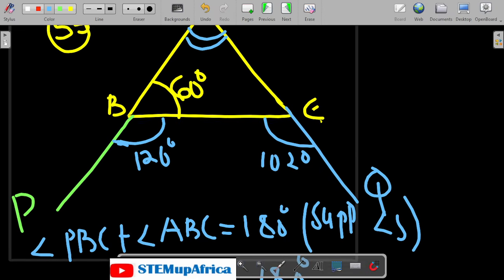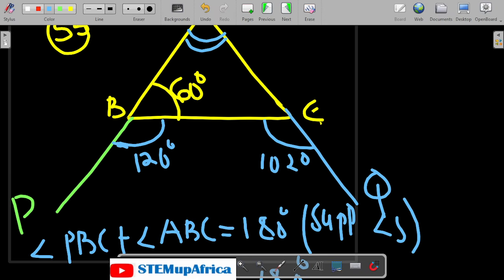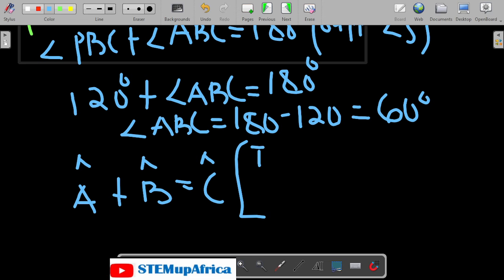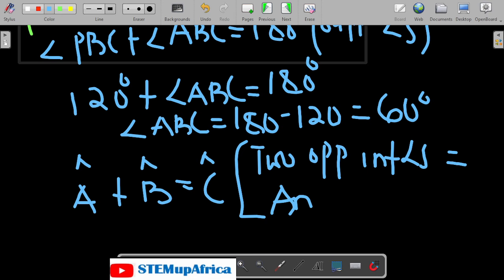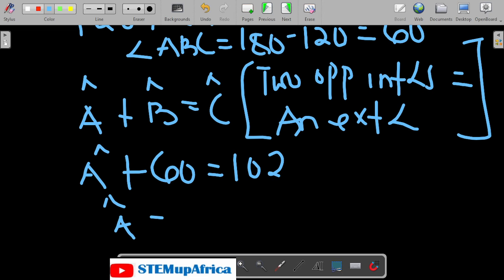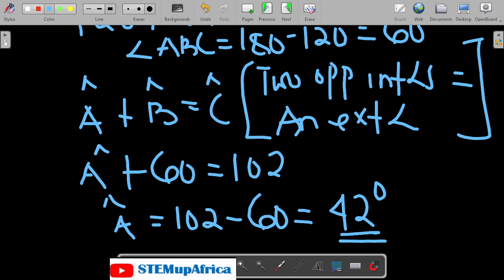So if that point is 60, how do I find A? I can use angle A plus angle B equals angle C, which is the sum of the interior angles equals the exterior angle. So we have angle A plus angle B is equal to angle C. Reason: two opposite interior angles equal an exterior angle. So I'm going to have angle A, that's what I'm looking for, plus 60 is equal to 102. So angle A is simply 102 minus 60. What are we having? We're having 42 degrees. That's the solution to question 5B.